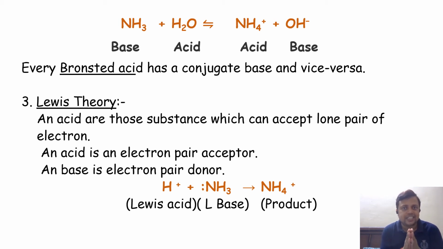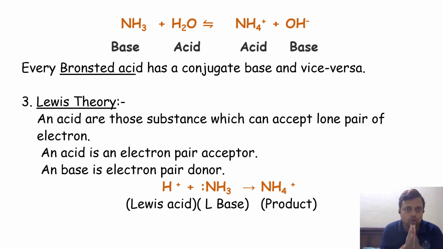Every Bronsted acid has a conjugate base. Just like ammonia, NH3, is a base, and NH4 plus is its conjugate acid. H2O is the acid here, so the OH minus ion, the hydroxyl ion, is its conjugate base. So a base has a conjugate acid, and an acid has a conjugate base. Every Bronsted acid has a conjugate base, and vice versa.